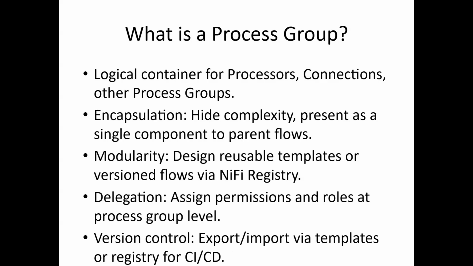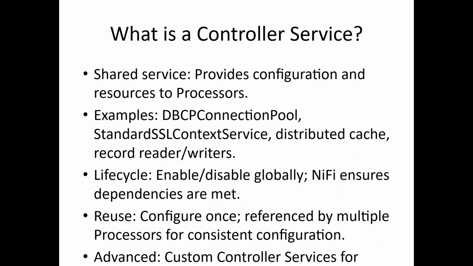So what is a process group? A process group is a logical container for processors, connections, and other groups. It also encapsulates the flow, so we can create one flow and give it a name. And what is a controller service? It provides configuration and resources to the processors. Controller services are like the DBCP connection pool and the standard SSL context, and each has its own life cycle, like enable and disable. And we can reuse the same DBCP connection pool in multiple places.